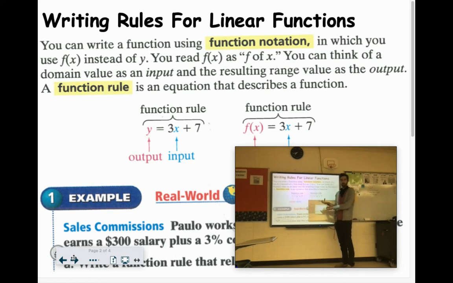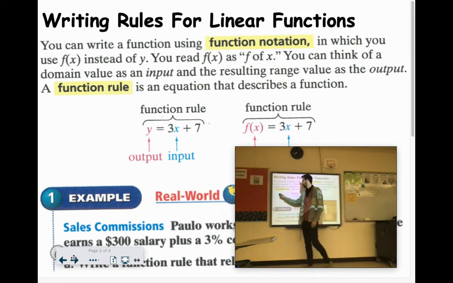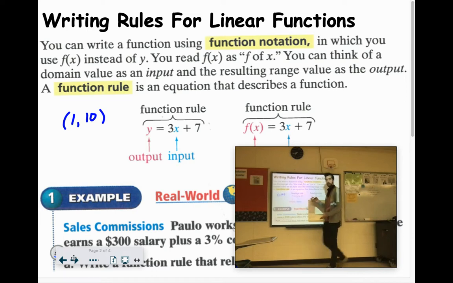They mean the same thing, but you know how when you're given y equals 3x plus 7, then they're like, okay, well, if you put in 1 for x, what do you get out? And you'd say 3 times 1 is 3 plus 7 is 10. That's great, and that works. With function notation, you write it like this.